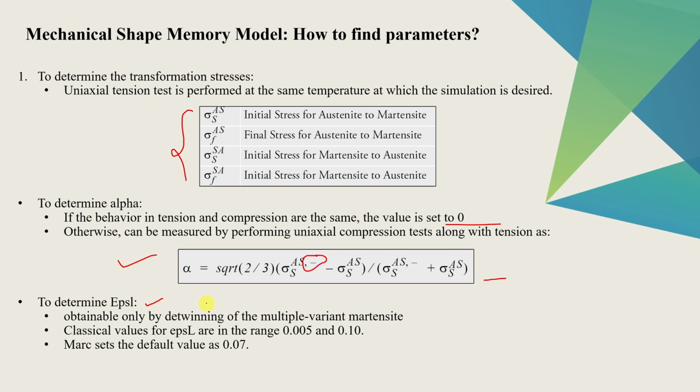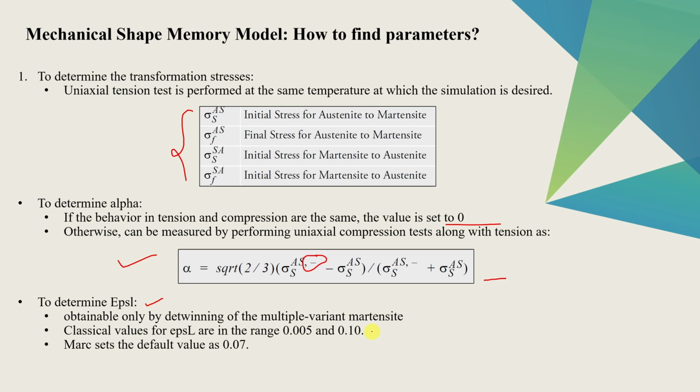And finally, we have one more parameter in Marc, which is epsilon, which represents the maximum deformation obtainable only by detwinning, that is without transformation of martensite to austenite. This is a bit tricky to obtain via experiments. Here we have to perform a tensile test of multiple variant martensite and keep on checking at what strain the entire martensite is detwinned. In most cases, there is no need to measure it experimentally.